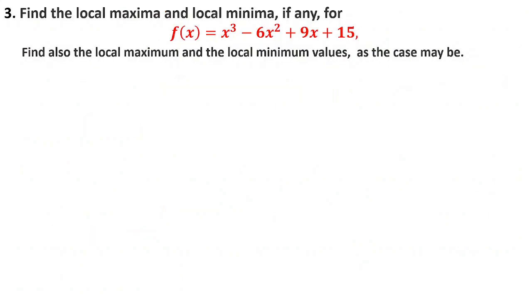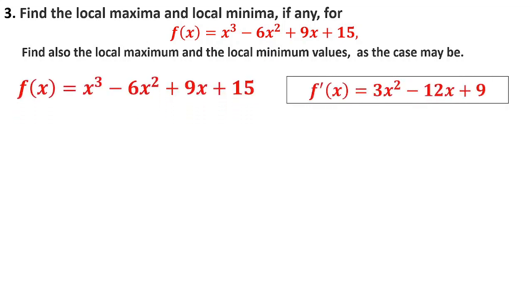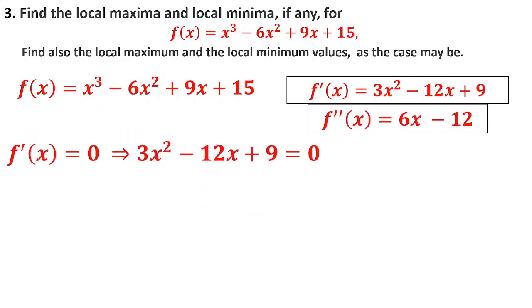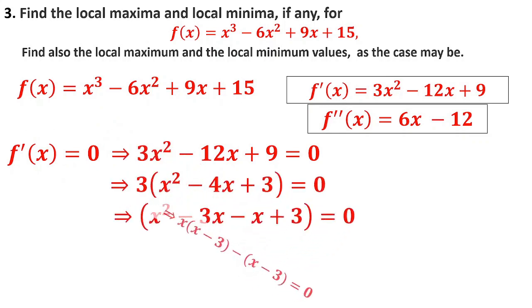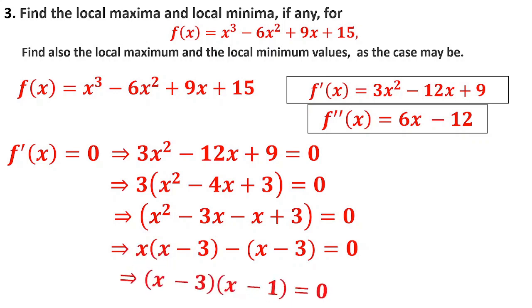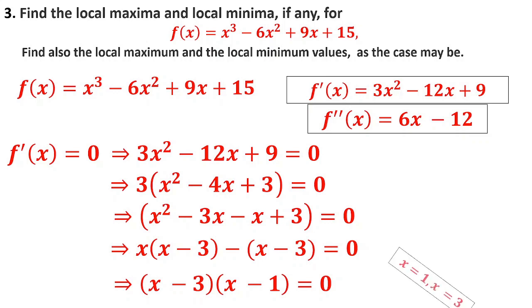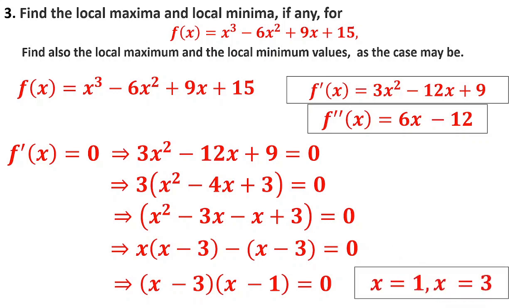Question number 3. Find the local maxima and local minima. This is a polynomial. Quickly we will see. f of x is given. I am finding f dash of x, and I am also finding f double dash of x and keeping it ready. I am equating f dash of x to 0 and solving it by factorizing. I am getting (x minus 3) into (x minus 1) is equal to 0. Therefore, I am getting the values 1 and 3.